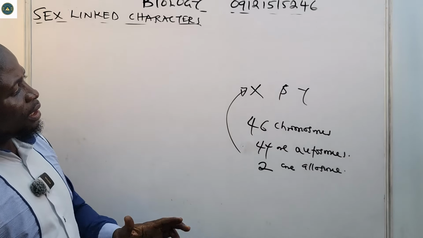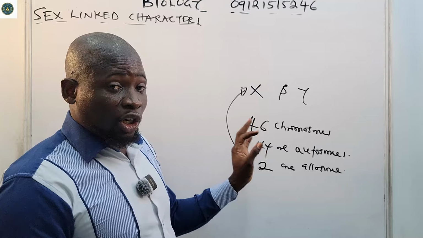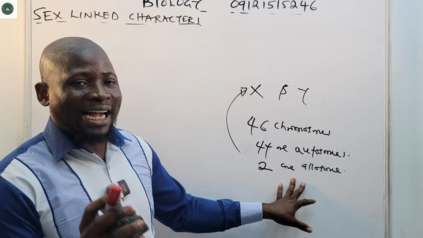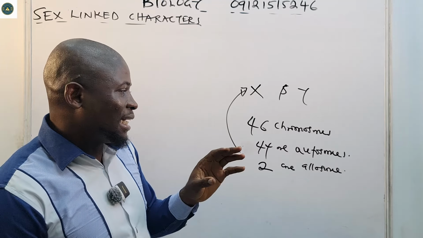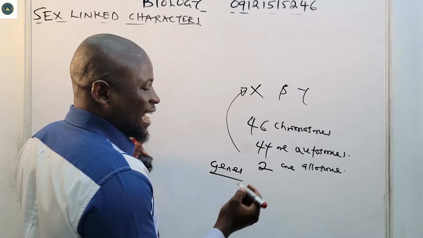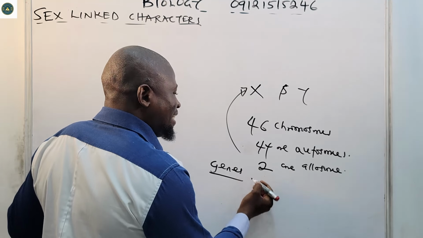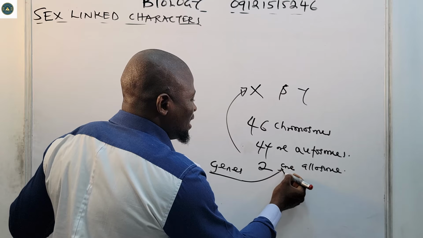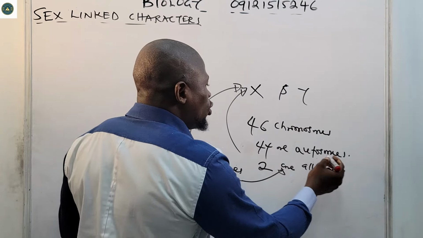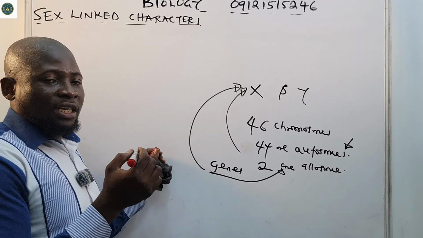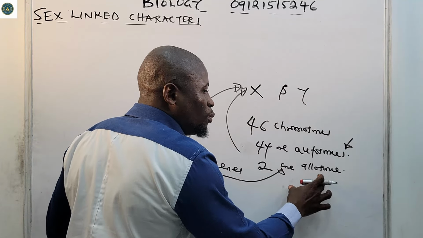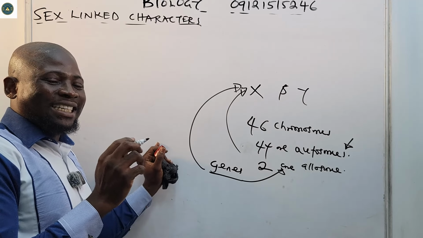Now, 22 pairs are autosomes, making it 44 chromosomes. Some are autosomes, while some are allosomes. Now, sometimes it happens that some genes are located on these allosomes, on these sex chromosomes, instead of on the autosomes. So those genes that are located on the sex chromosomes are the ones known as sex-linked characters.